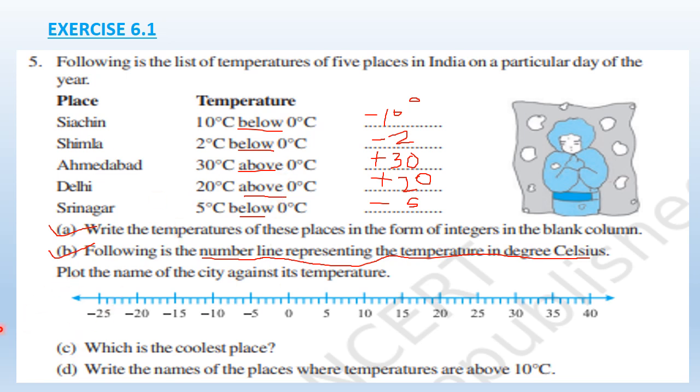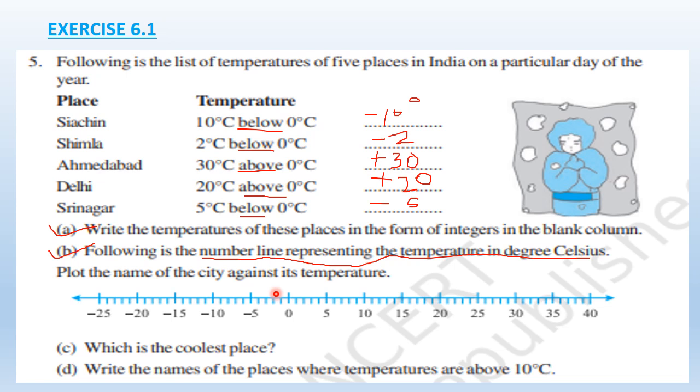Now first of all, the first city is Siachen. Where is that? Here, it is minus 10 degrees Celsius. So here we have to write the name of the city. Clear? Now minus 2. Where is minus 2? Now see, here is 0, here should be 1 and here should be 2, which is plus 2. But as this is to the left of 0, here it is minus 1 and here it is minus 2. So here is the name of the city, Shimla.